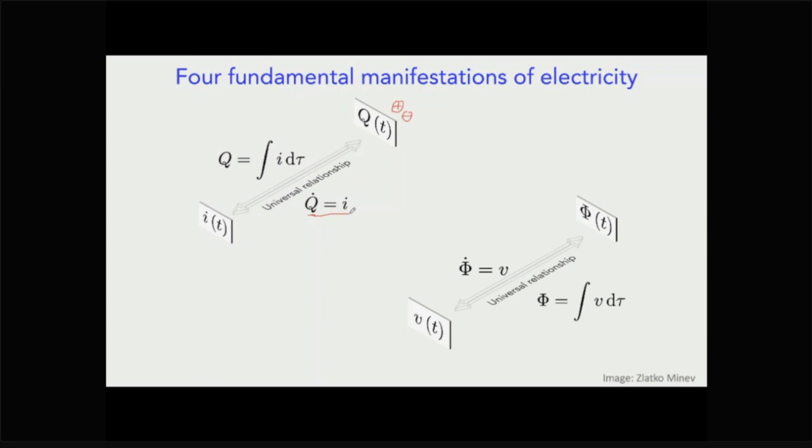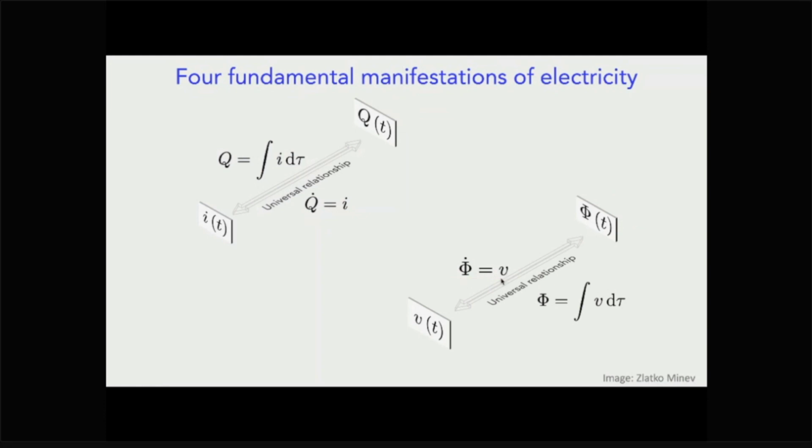Similarly, in a very dual manner, the magnetic flux, which maybe we can symbolize with these magnetic flux arrows here going through a loop of current, is linked to the voltage by the rate of change, or the voltage is linked to the magnetic flux through the time integral. And this I mostly give you for reference.